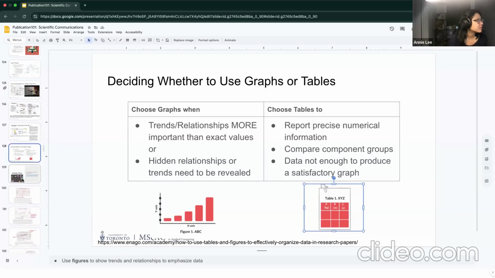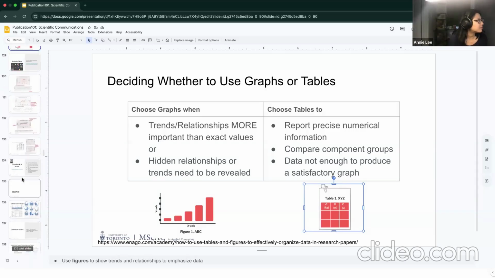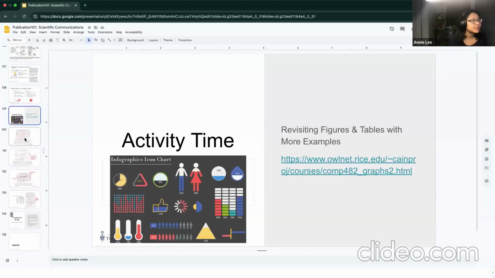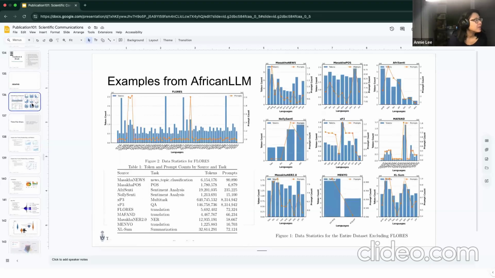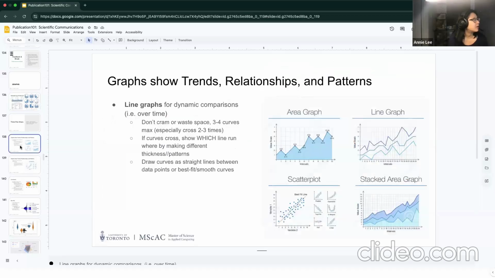Okay, so I guess we're gonna do a little activity now. Or should we do this one? No, let's just do graphs first. Okay, so here is some data statistics. These are, I think, by language. We did like 9 data sets in different languages, with different token counts and prop counts for these 9 different data sets.